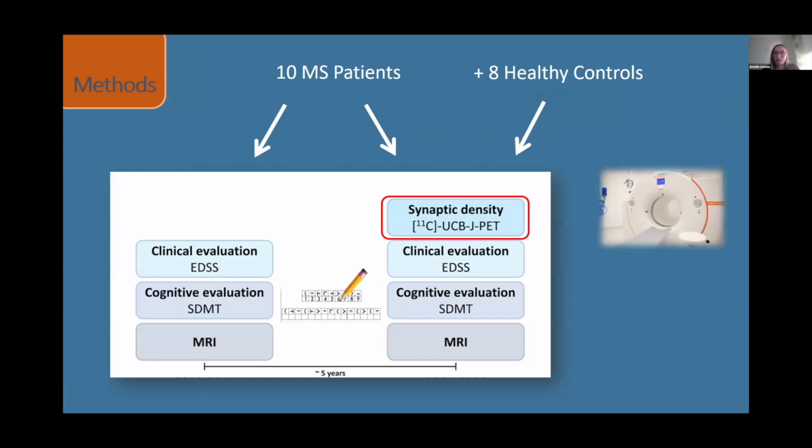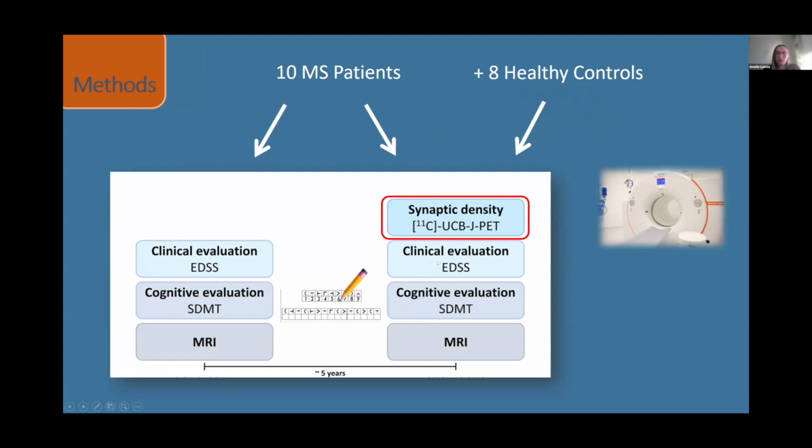So at the core of our study was therefore the PET imaging, which you can see here. And this involved 10 MS patients and 8 healthy controls. And at the same time as the PET imaging, everyone received an MRI as an anatomical reference.